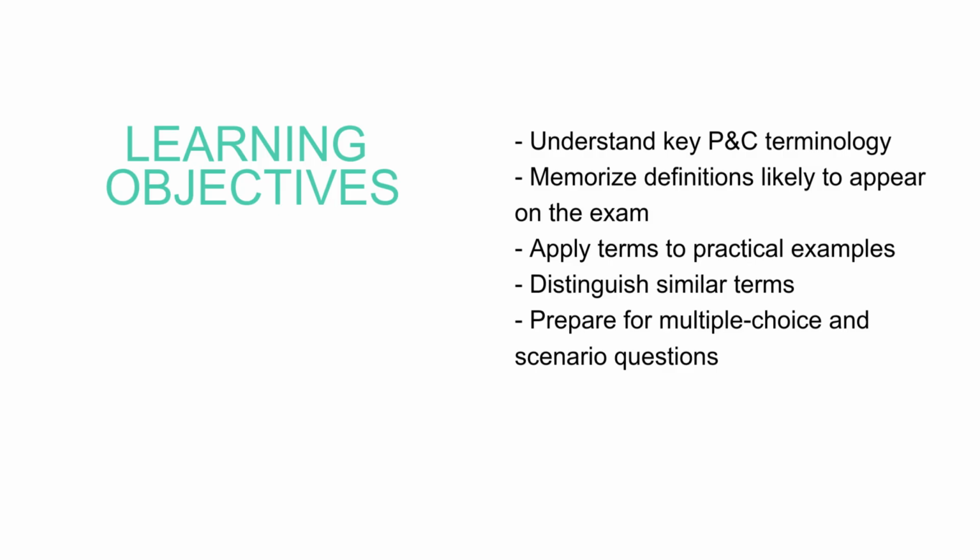By the end of this session, you will be able to understand key property and casualty terminology, including terms frequently tested on the Missouri exam, memorize definitions such as proximate cause, indemnity, and subrogation that often appear on Pearson VUE exams, apply terms to real-world examples like calculating policy payouts or identifying hazards, distinguish similar terms, a common exam challenge, such as peril versus hazard or direct versus indirect loss.